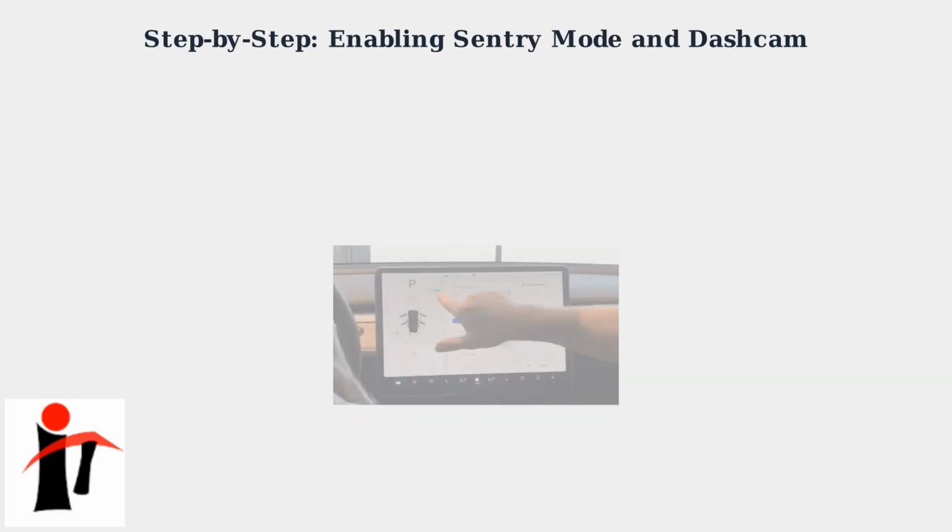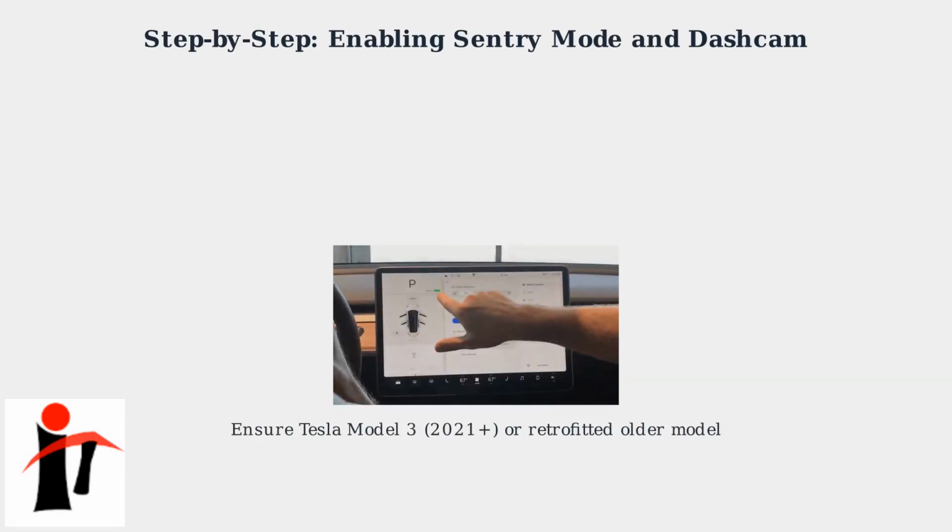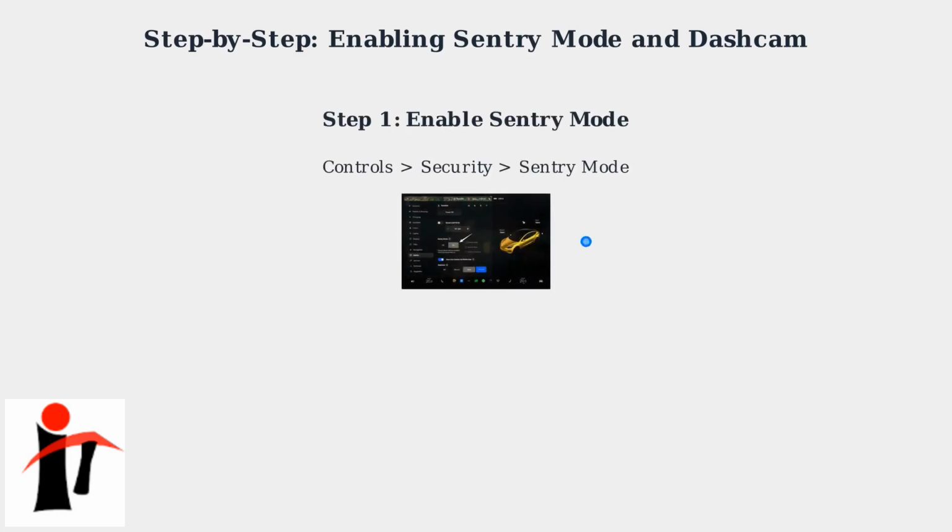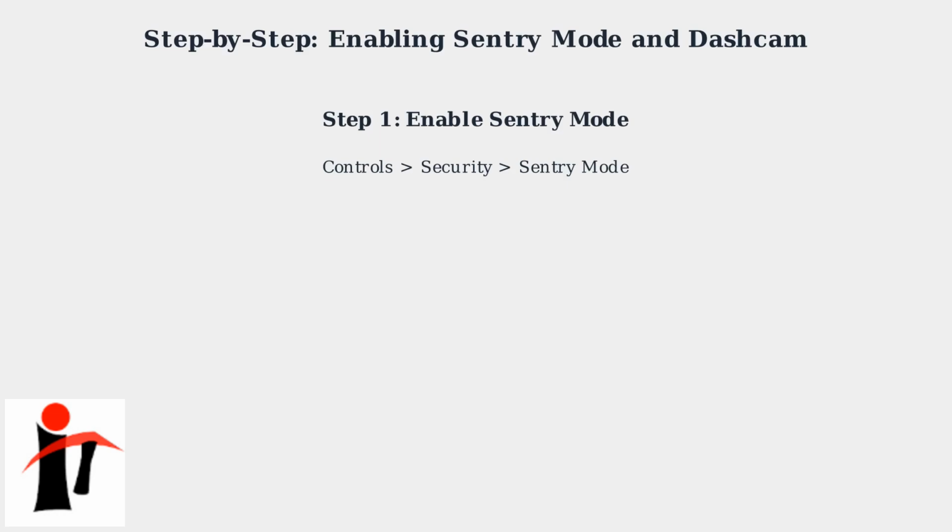First, ensure your Tesla is a Model 3 from 2021 or newer, or has been retrofitted for older models. This hardware compatibility is essential for the camera features. In your car's touchscreen, navigate to Controls, then Security, and find Sentry mode. Toggle it on to activate the security feature.